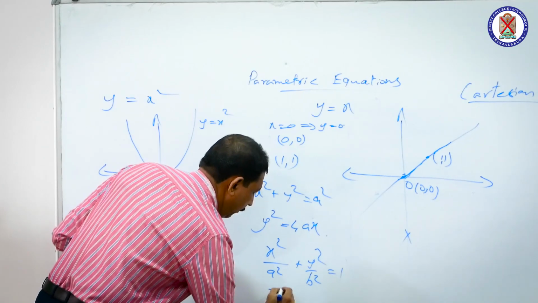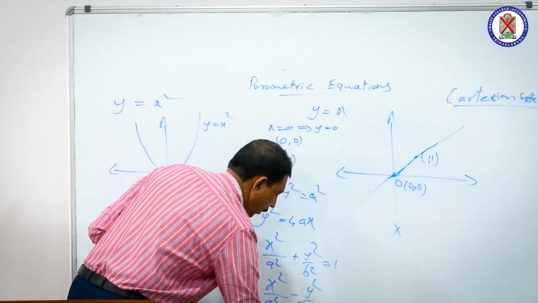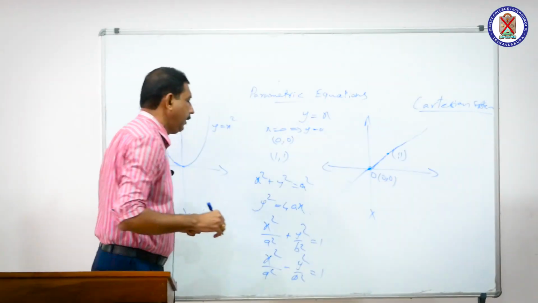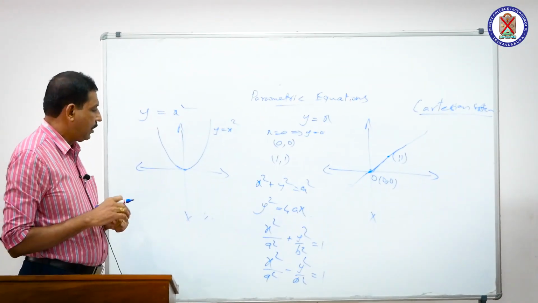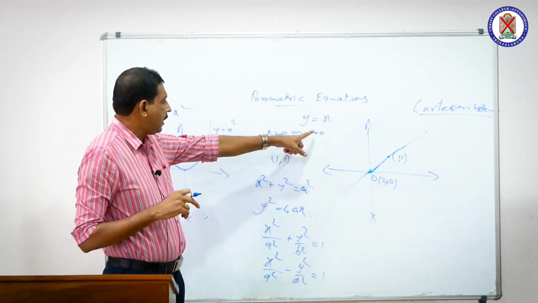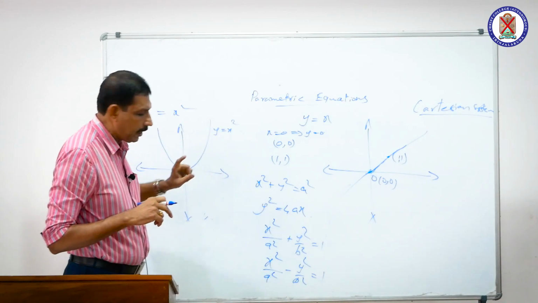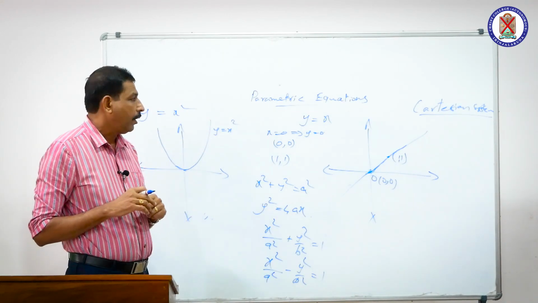And another one, you are familiar with the hyperbola, x square by a square minus y square by b square equal to 1. Here also we cannot write y explicitly. Therefore, these two functions are explicit functions and all these functions are implicit functions.